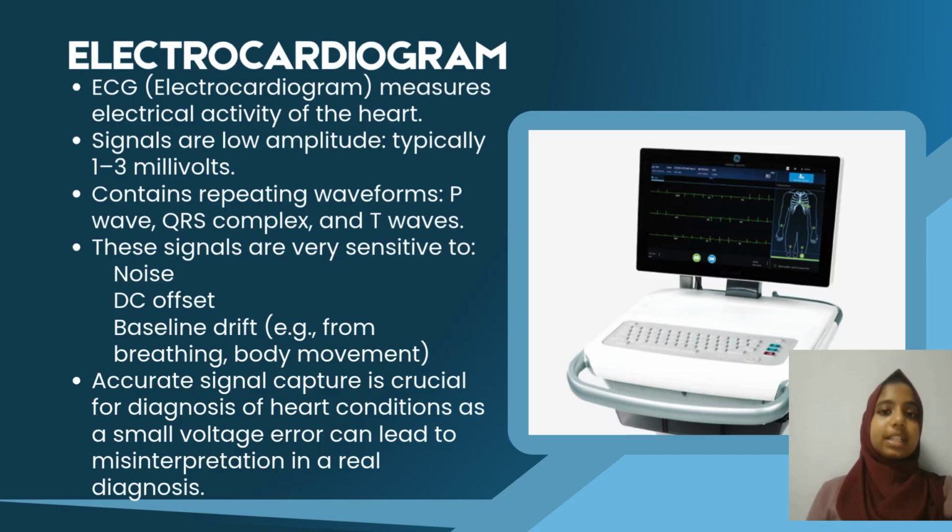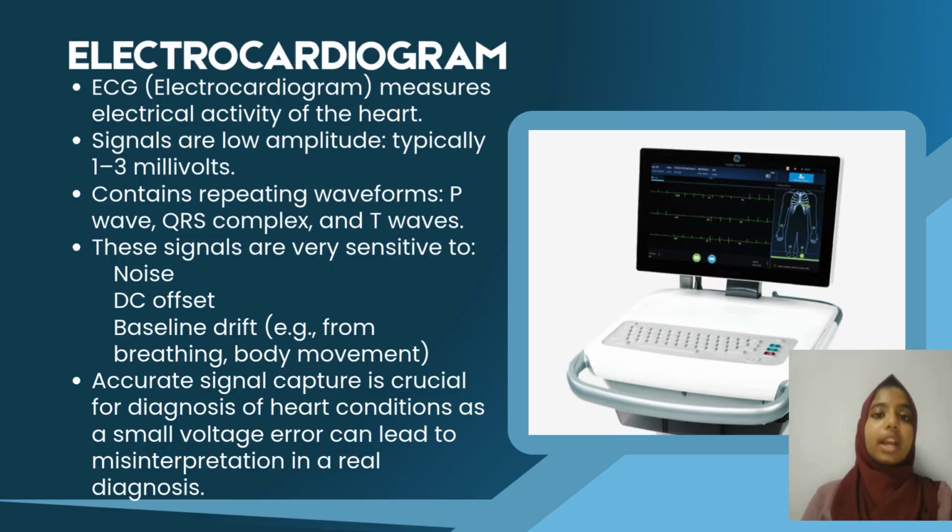So, what is an ECG? An ECG, or electrocardiogram, is a medical device that records the electrical activity of the heart over time. These signals are very small, usually around 1 to 3 millivolts, and they repeat in a recognizable pattern made up of the P wave, QRS complex, and T wave. Because these signals are so weak, they are highly sensitive to interference. Things like muscle movement, breathing, or even poor electrode contact can introduce noise, baseline drift, or unwanted DC offsets.